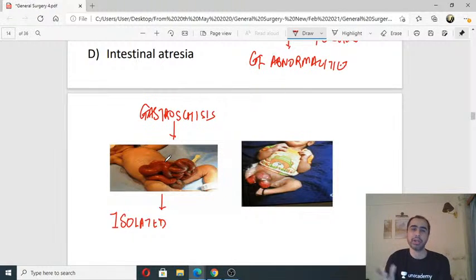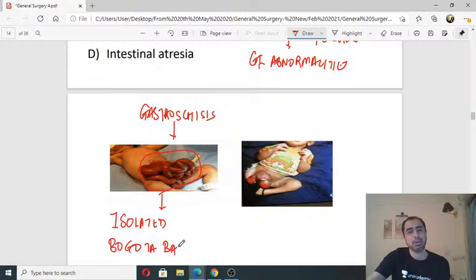You may close it in one stage, or you may have to cover it with a bag. What is that bag called? Sometimes you just cover it with a bag so that the edema reduces over a period of time, and gradually you reposit the bowel and close the defect. What is that appliance called with which you cover it? Bogota bag. It's called a Bogota bag or a plastic silo.